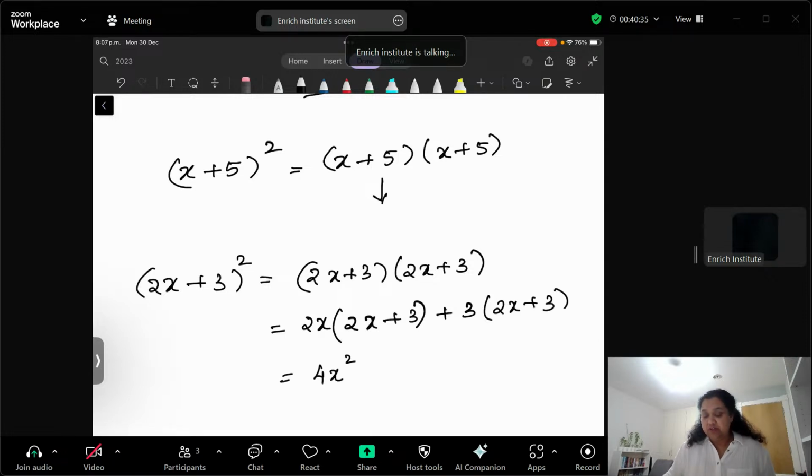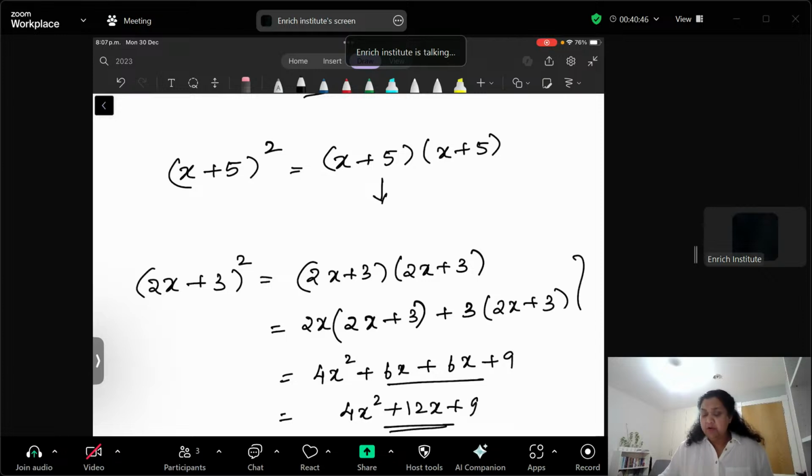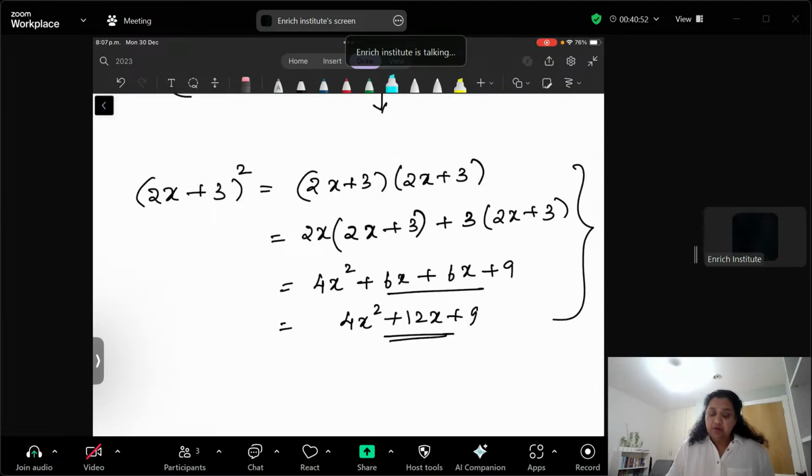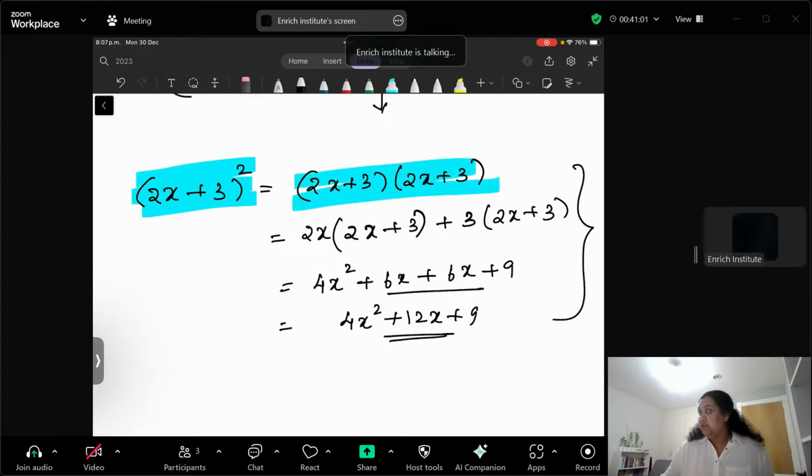This will become 4x² + 6x + 6x + 9, and combine these two, which will be 4x² + 12x + 9. No need to worry about all these. This is just so that I can bring it to a conclusion. That is why I wrote it like this. Okay. So the only thing you need to remember is whenever there is a square, you write it 2 times and then simplify. Again, it's a very basic thing, but a very important concept which is required.